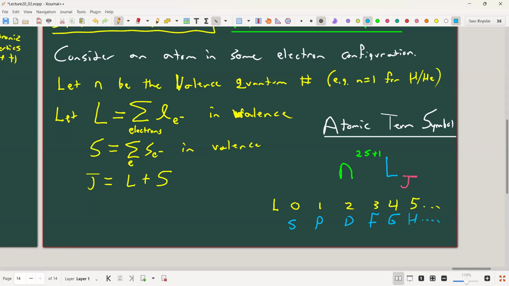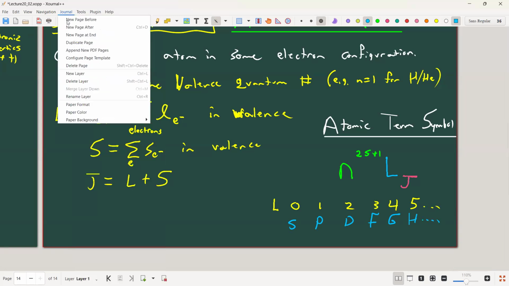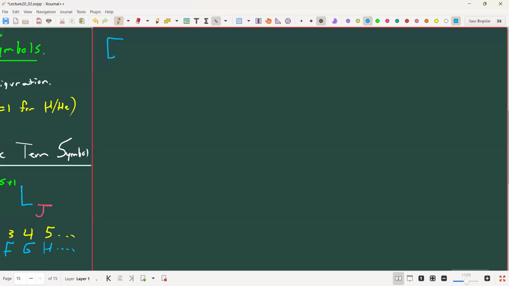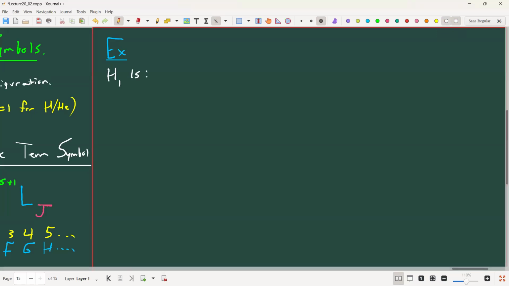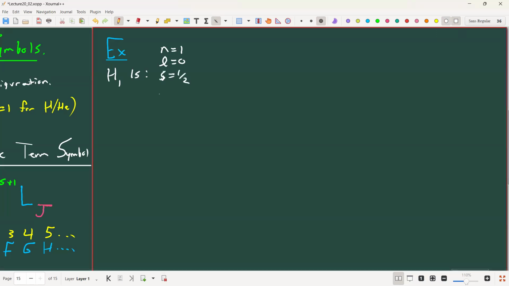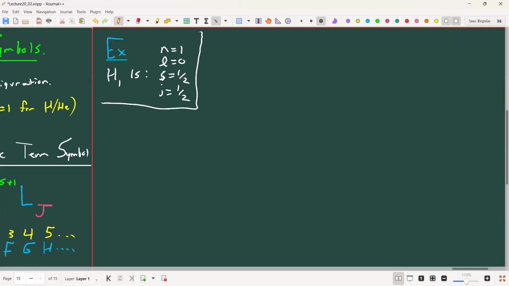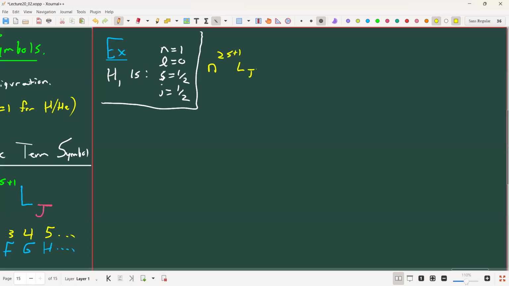So let's do a quick example just to give you some ideas. Let's just do hydrogen. Let's do the first couple states of hydrogen. Let's do the 1s state. L here is 0, n is 1, S is 1/2, and therefore J is 1/2. So how would we write this? Well, remember we have n, 2S plus 1, L, J.